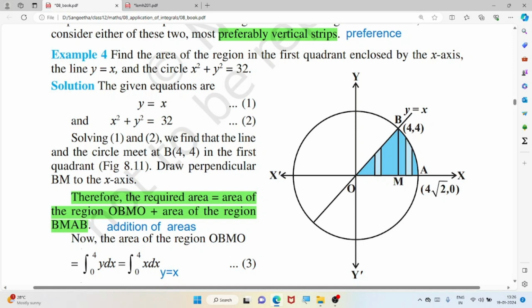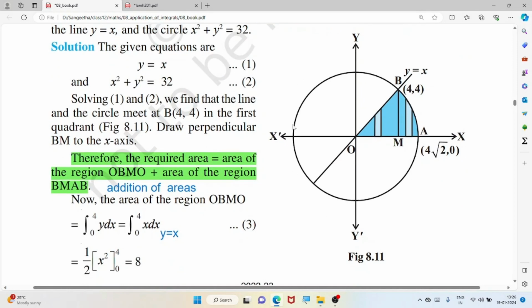Here we are going to add the areas of two elements. We have to find this area. Here OBMO is a triangle and this is another area. So we are adding the area of the region OBMO, this region, plus the area of the region BMAB, this region. We are going to add both the areas here.